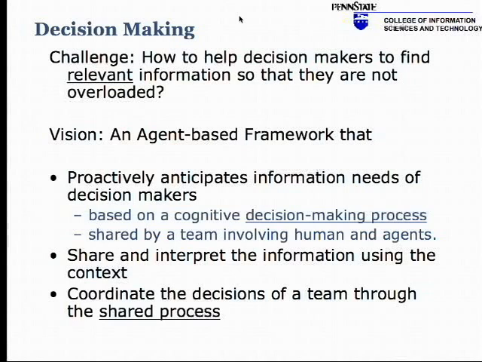So the motivation of this research is to develop technologies to help machines move in that direction. An important component in that direction is to have some sense of what people need and then use that information to drive information seeking behavior or provide knowledge visualization and so forth. So that is the motivation and the vision of our research.